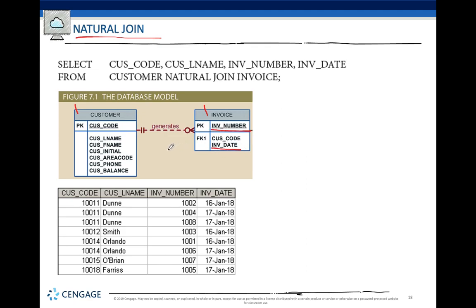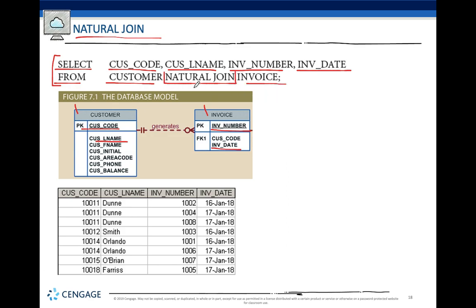So in that case, we would need to pull 4 columns of data: customer code. Let's say we want just the customer last name. If we want to add first name, we could add that as well. And we want the invoice number that the customer has generated and the dates for those invoices. So here is the SQL syntax for that. We say select cus_code, customer last name, invoice number, and invoice date from customer natural join invoice.